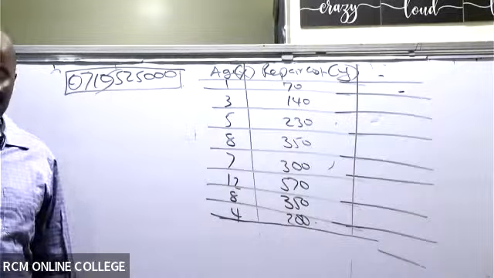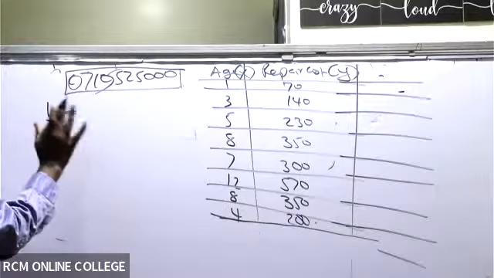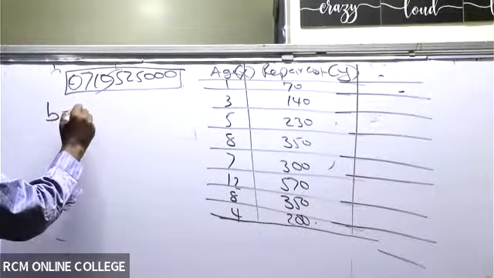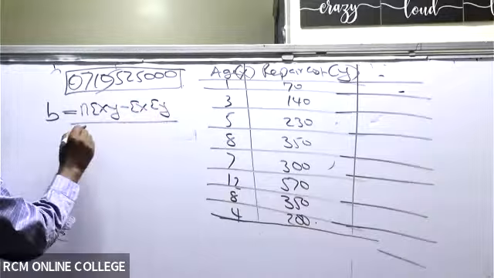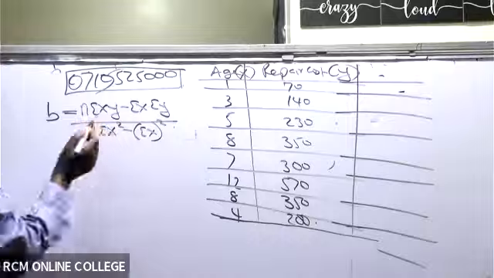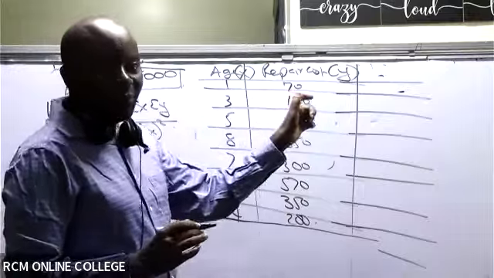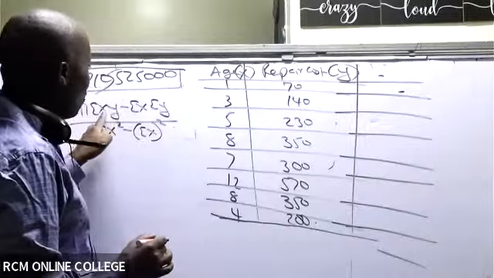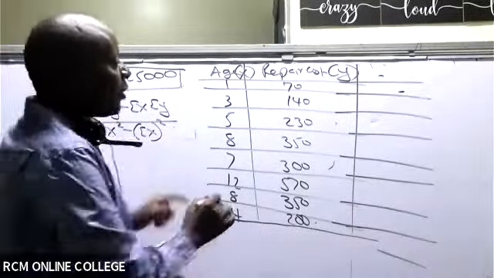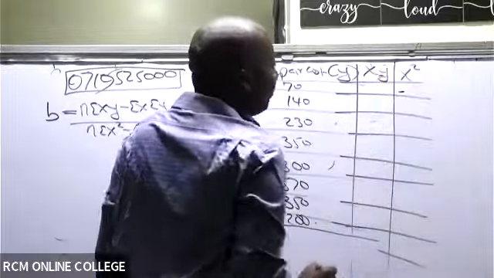So remember, what are we doing? We want to get the value of B. Because they have asked us to give them the regression equation, to get B we normally take n sum of xy minus sum of x times sum of y, all over n sum of x squared minus the bracket sum of x squared. You must cram that formula. So you must introduce two additional columns: a column for xy and a column for x squared.